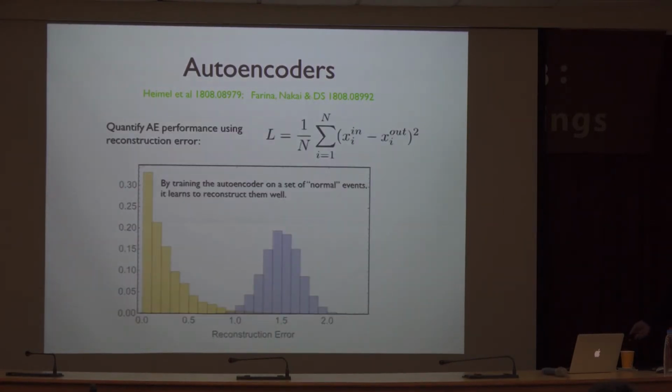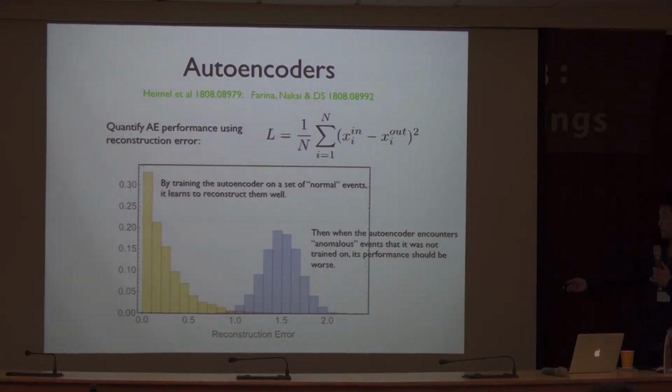Okay. Then when it sees something it hasn't seen before, something anomalous, its performance should be worse, as in it doesn't know how to compress this weirdo example. It doesn't know what to do with that. So it tries the best it can, and it gets a much worse reconstruction of that. And so by cutting on this reconstruction error, if this works, you can remove all the normal events, and you're left with just the anomalies.